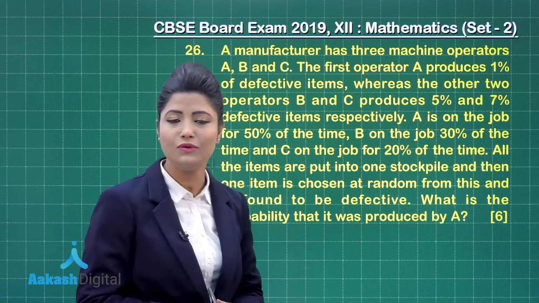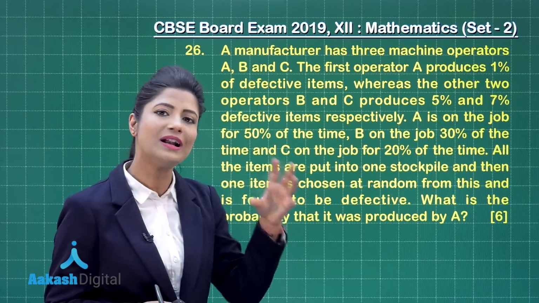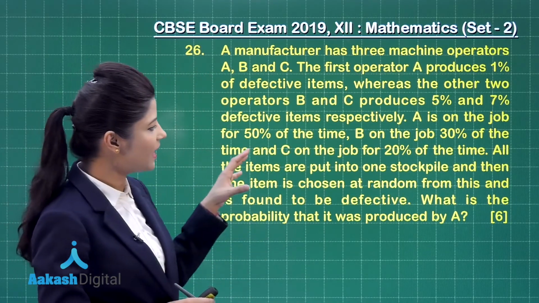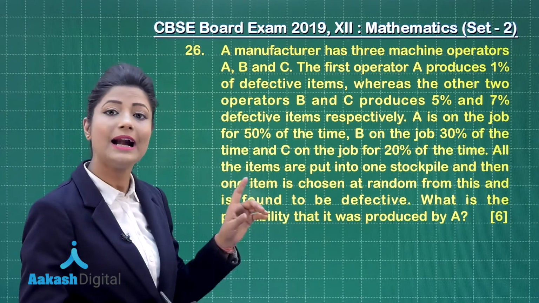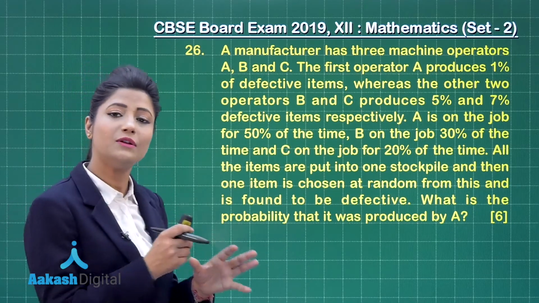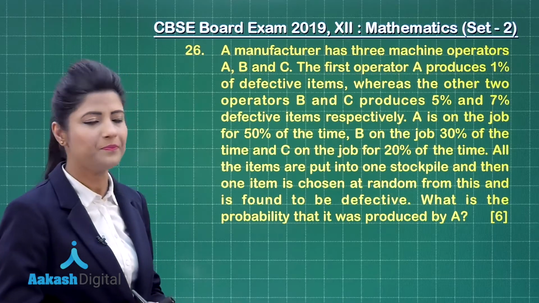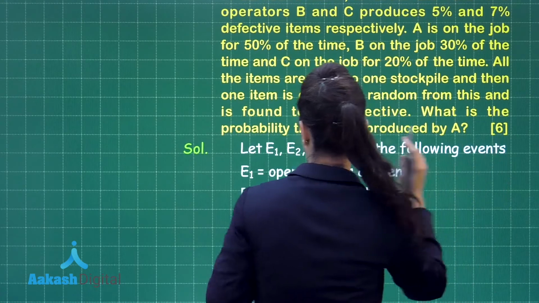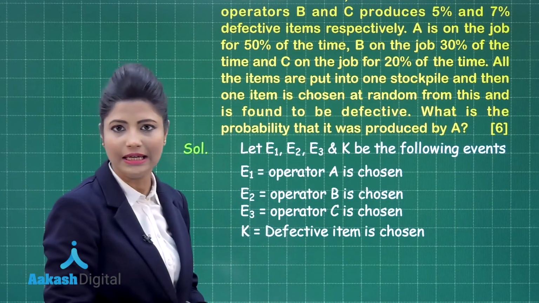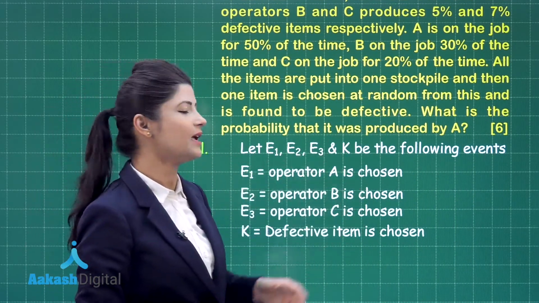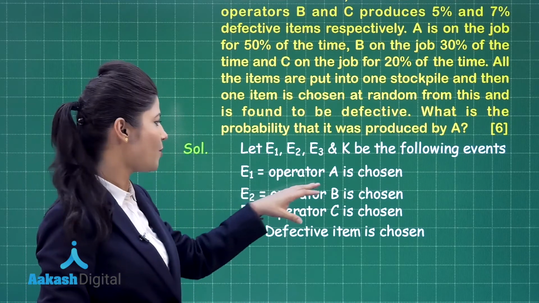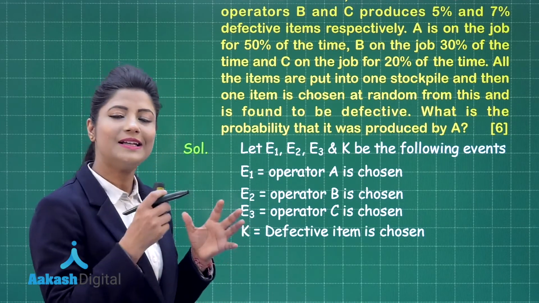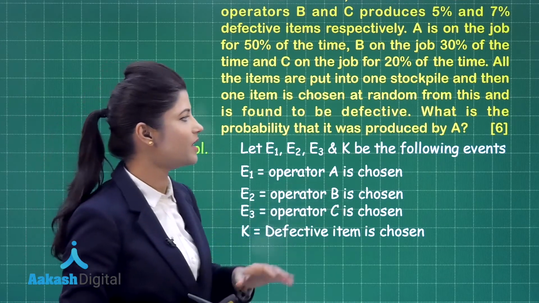All the items being produced are put in a stockpile and you are choosing one article at random. You have to find the probability that when the defective item is chosen out of that stockpile, that it is produced by A. So here we will be using the concept of conditional probability. So let's consider these events. Here I am taking up the events E1, E2, E3 and K. E1 be the event that operator A is chosen, E2 be the event where operator B is chosen. For E3, let's consider that operator C is chosen. Let K be the event that a defective item is chosen.